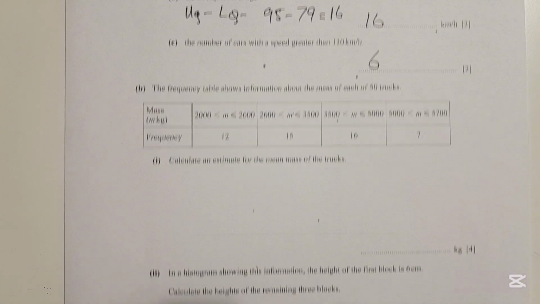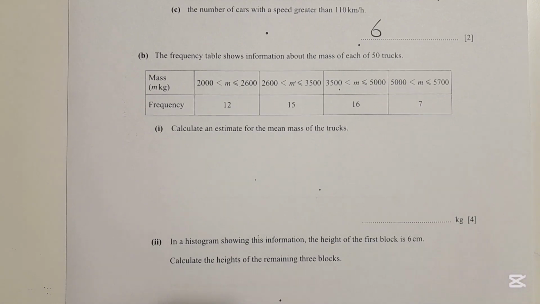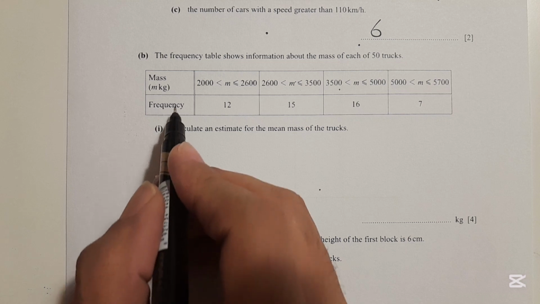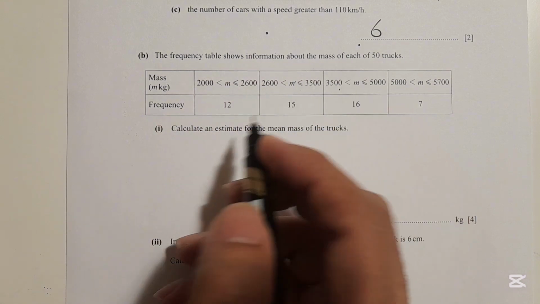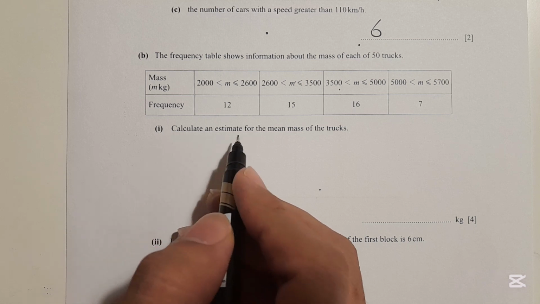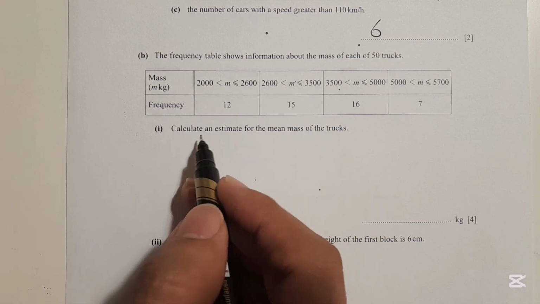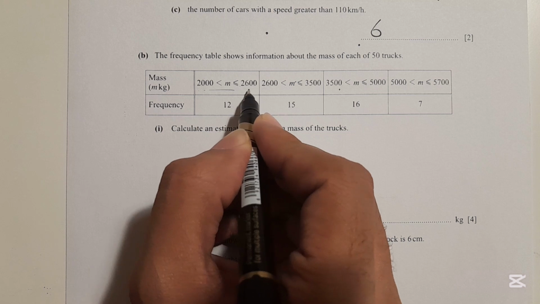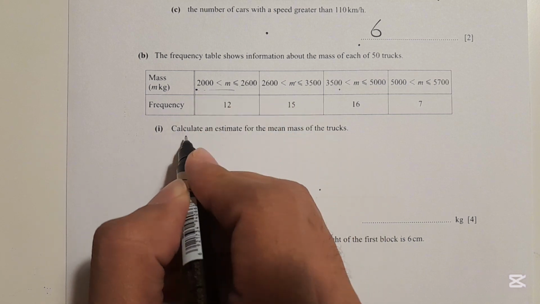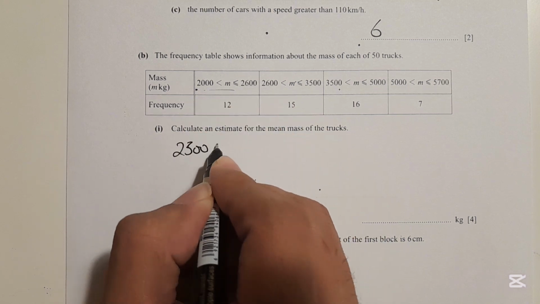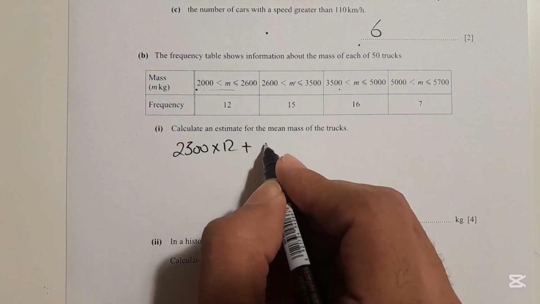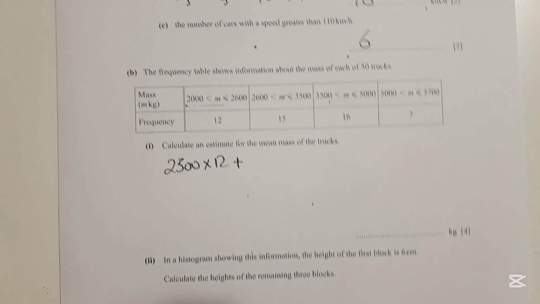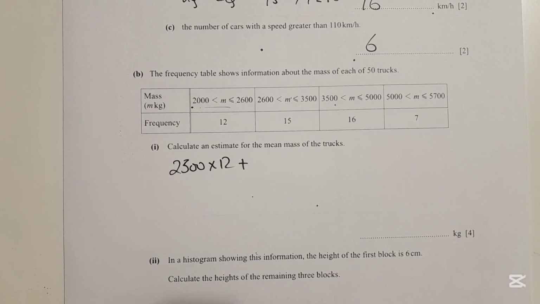Then part B states, this frequency table shows the information about the mass of each of the 50 trucks. Part 1 states calculate an estimate for the mean mass of the trucks. So the mean mass will use the midpoints: half of 2000 and 2600, which is 2300, times 12, plus the midpoint of 2600 and 3500.